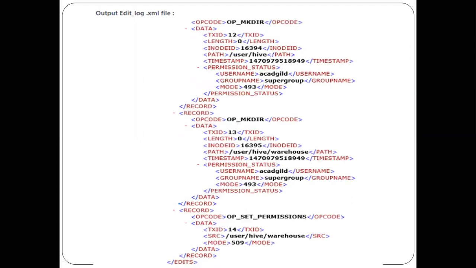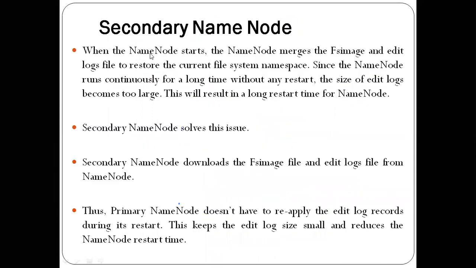This is the screenshot of one of the edit log XML file, which is having timestamp, that is at what time we accessed this particular file, then username, group name, mode of operation, all this information, then length of the file, transmission id, everything is stored in the edit log.